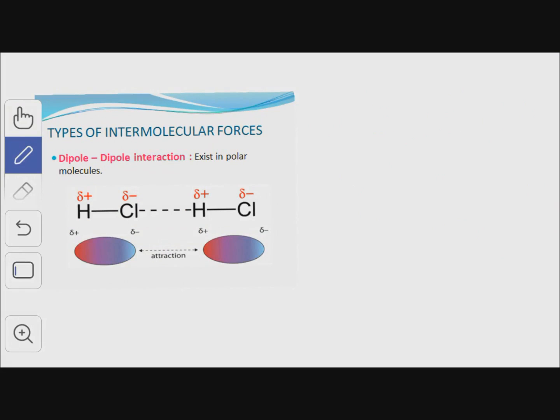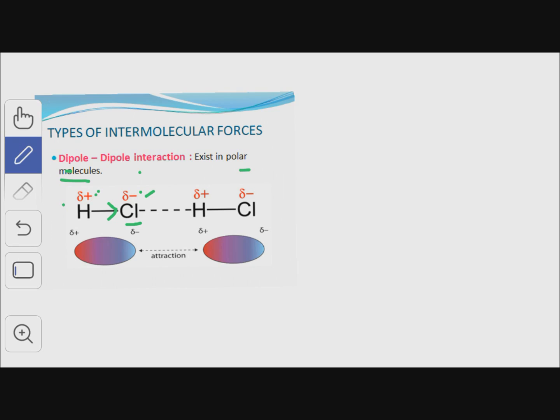The first type of intermolecular force is dipole-dipole interaction, which exists among the polar molecules. Polar molecules are those which form dipoles, and these dipoles exist due to the electronegativity difference between the atoms. For example, HCl. It is a polar molecule because in this molecule the chlorine is more electronegative than hydrogen, and it pulls the electrons of the bond towards itself, and that's why it acquires partial negative charge and hydrogen acquires partial positive charge.